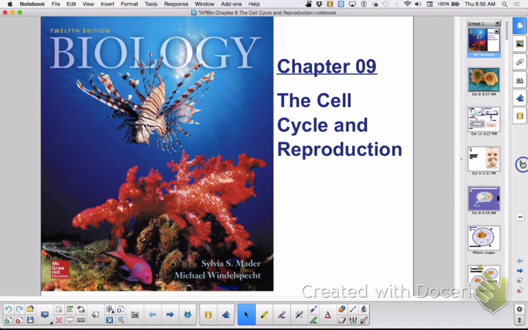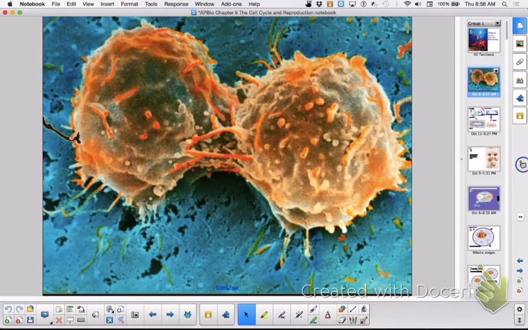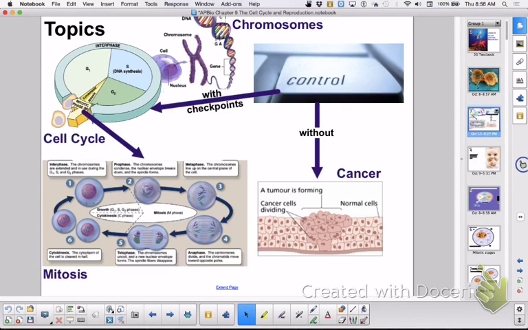All right, so we are on Chapter 9, the cell cycle and reproduction. We're going to talk about how cells divide, how you make more cells. And the big ticket item for this chapter is we are going to focus on the cell cycle. When you talk about a cell cycle, it's its life cycle, basically.